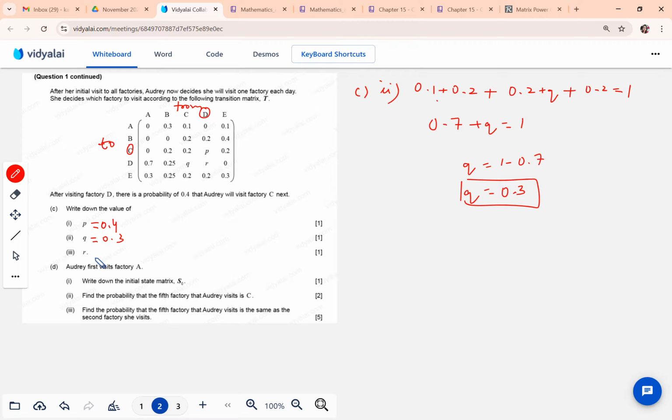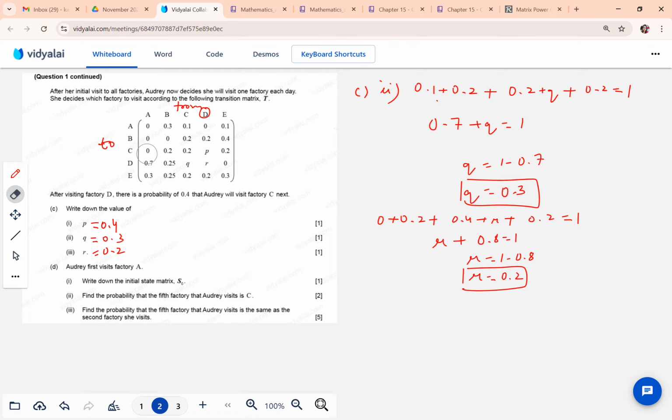Now we need to find R. So we will be using column 4, sum equal to 1, same concept. So 0 plus 0.2, P is 0.4, plus R plus 0.2 equals 1. So R plus 0.4 plus 0.2 is 0.6, plus 0.2 is 0.8, equals 1. So R is 1 minus 0.8, so R is 0.2. This is how we got all three values of P, Q and R.